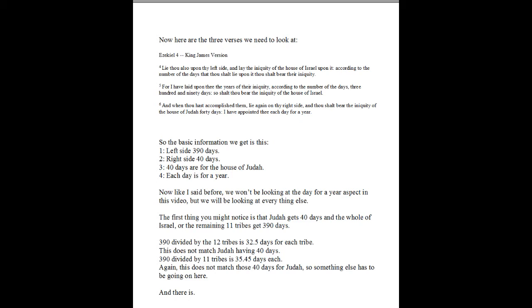So the basic information we get from reading these three verses is Ezekiel was on his left side for 390 days. He was on his right side for 40 days. And those 40 days were specifically for the house of Judah, a very specific house. One of the 12 houses was mentioned. And each day is for a year. Now, like I said before, we're not going to be going into the day for a year aspect in this video, but we will be looking at the other things.